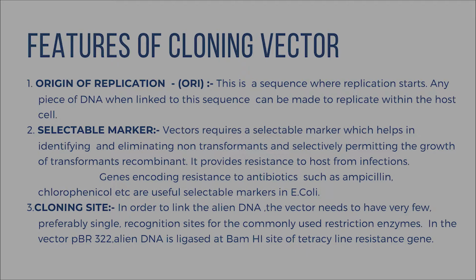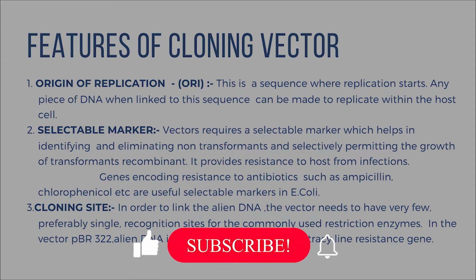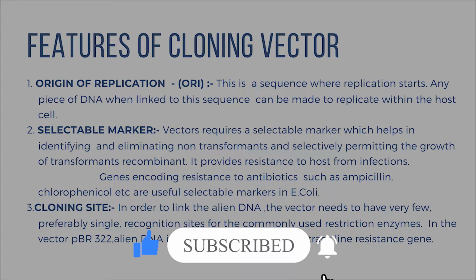For example, genes encoding resistance to antibiotics such as ampicillin or chloramphenicol are useful selectable markers in E. coli, that means our pBR322. In these, genes encoding resistance to antibiotics like ampicillin and chloramphenicol are already used as selectable markers. Then we go to the cloning site.